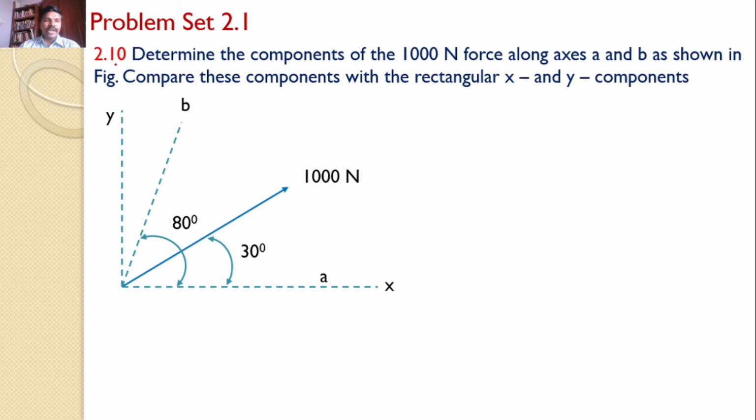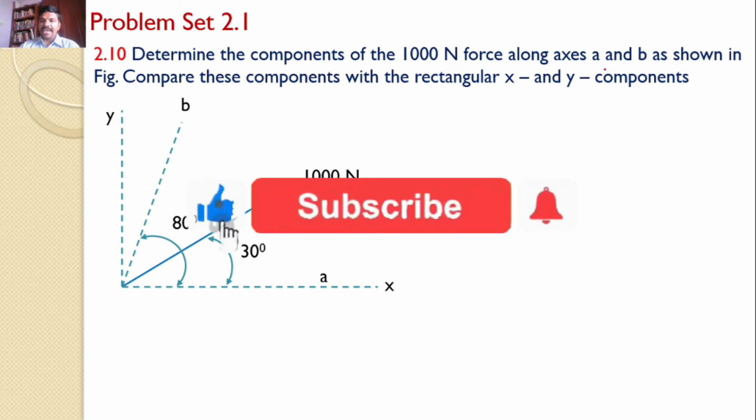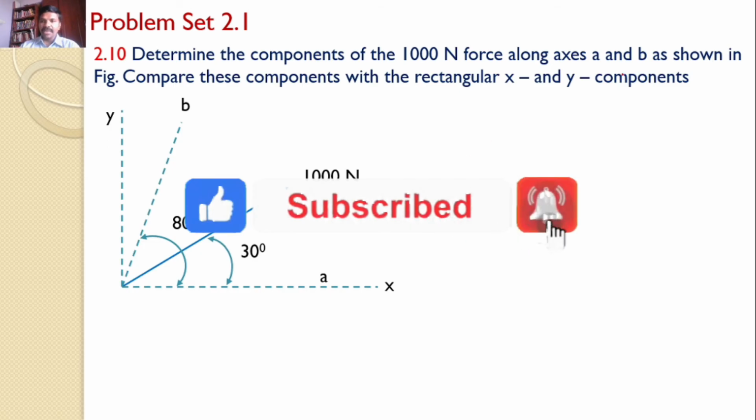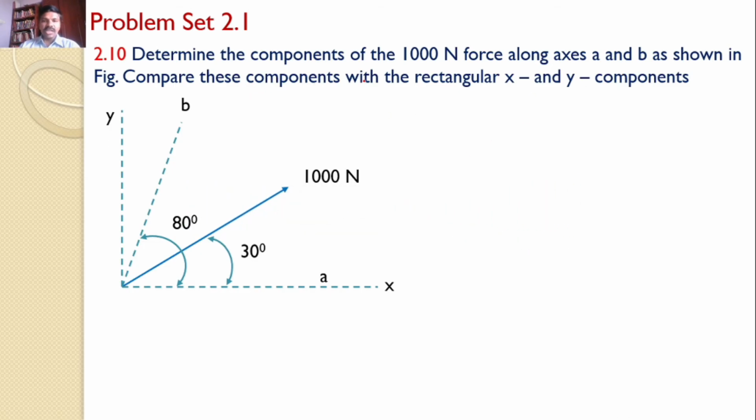Problem number 2.10. Determine the components of the 1000 newton force along axes A and B as shown in the figure. Compare these components with the rectangular X and Y components.